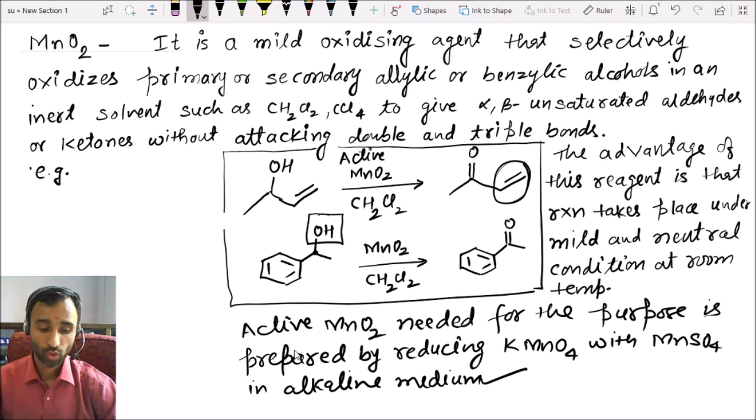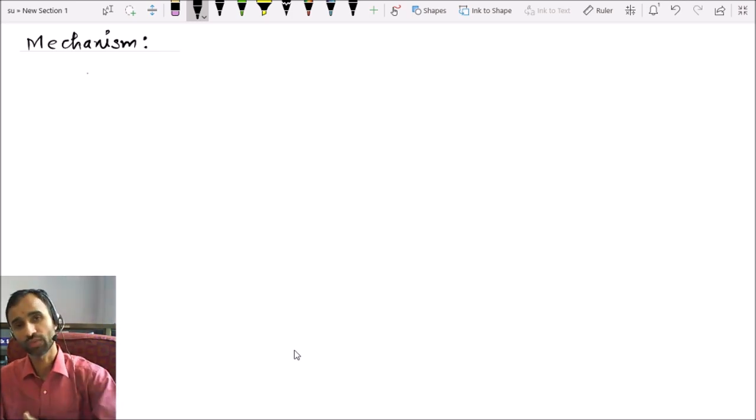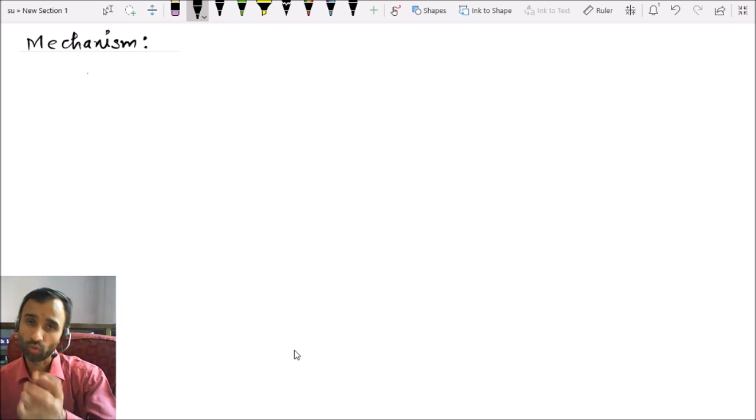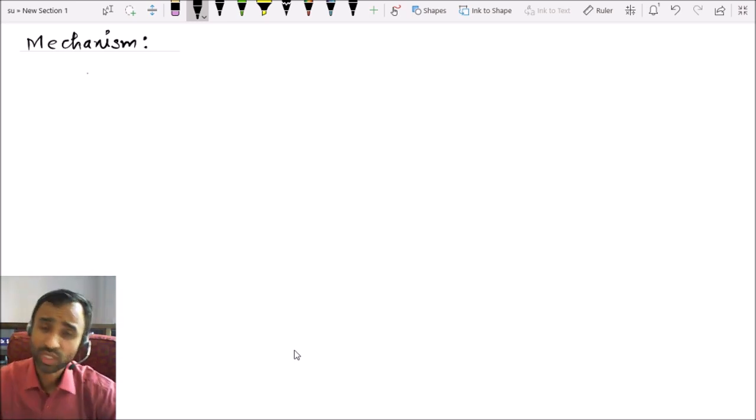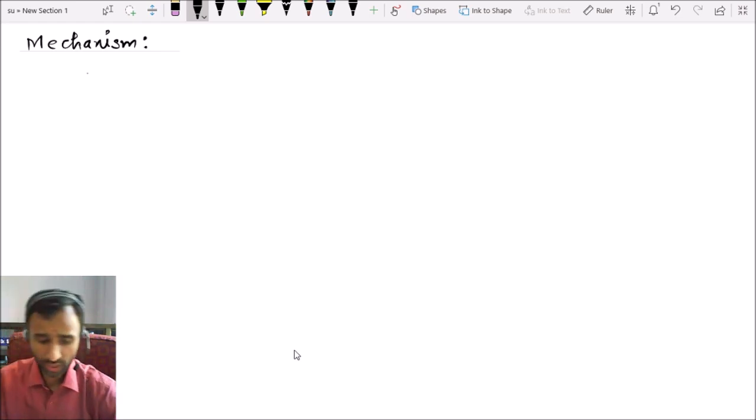Yes, so now let us go to its mechanism. I will write in front of you, so that you will come to know how the electrons are shifted, or how atoms are shifted from one molecule to the other, and what is the role of MnO2. The mechanism of this reaction is quite complex. It involves radical formation actually. Okay, so anyhow, we will do it in a lucid way.